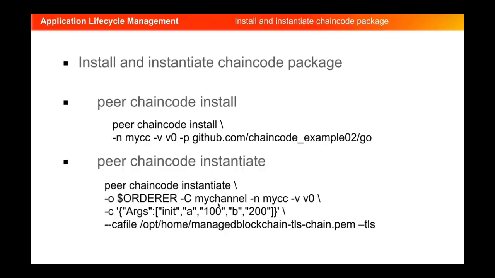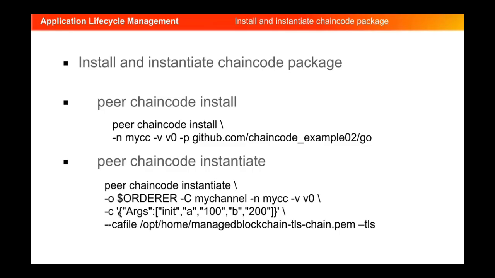Then you have -C mychannel. This tells the channel ID. So this is the channel on which this command should be executed. Then you have -n, which is the name of the chaincode. Then again you have -v, which is the version of the chaincode that we have already mentioned in the chaincode install command. Then you have -c, which represents the constructor message for the chaincode in JSON format.